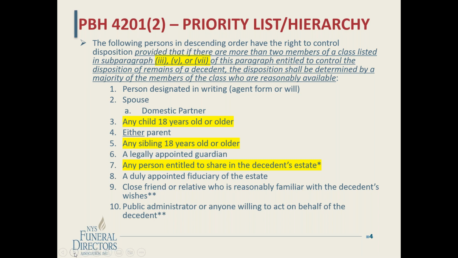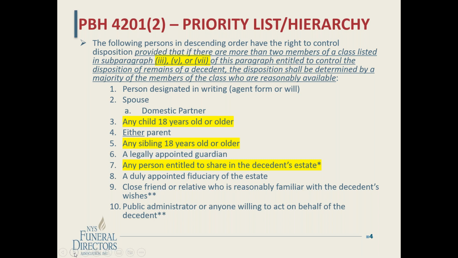I'm just going to mention a couple of things here. So going back to spouse, back in 2011, New York State passed the Marriage Equality Act. So that now means that same-sex spouses are included in the term spouse. So it's not just heterosexual couples, homosexual couples that are spouses are also included in this law.